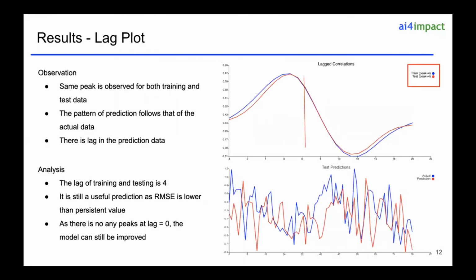For the lag plot, we can see that the lag of training and testing are both 4. Although it's still a useful prediction as RMSE is lower than the persistence value, as there are no peaks at lag equal to 0, the model can still be improved.